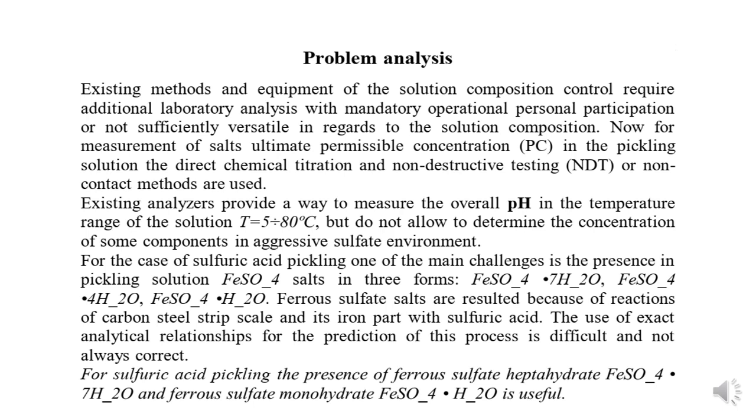Ferrous sulfate salts are present in three forms in the pickling solution, and they result from the reaction of the carbon steel strip scale and its iron part with sulfuric acid. The use of exact analytical relationships for predicting this process is difficult and not always correct. In sulfuric acid pickling, the presence of ferrous sulfate heptahydrate, FeSO4 with 7 molecules of water, and ferrous sulfate monohydrate is useful.